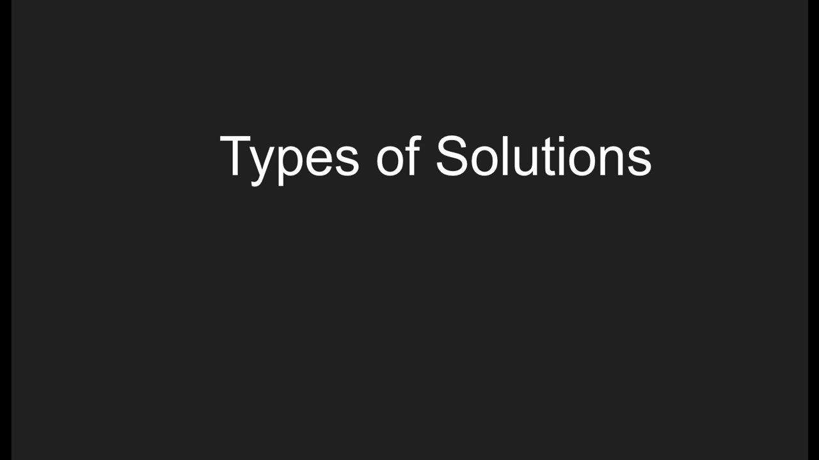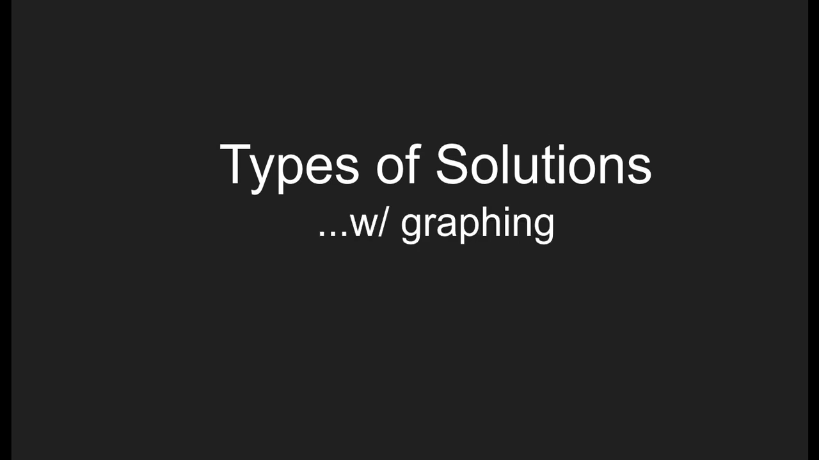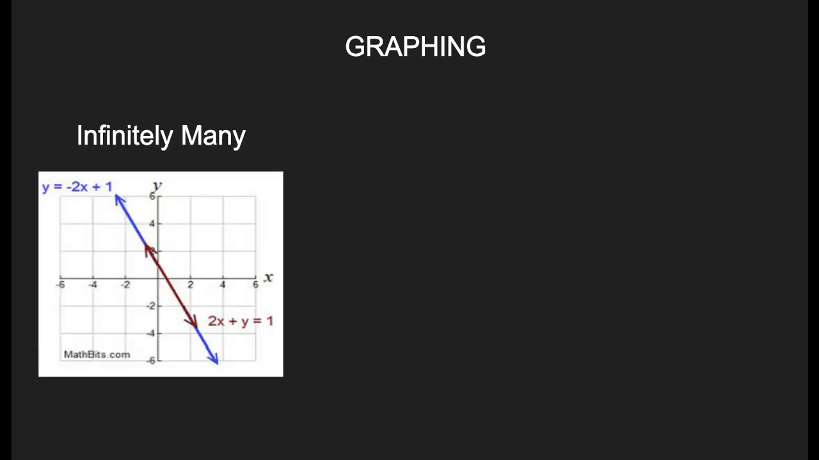So now when we're talking about types of solutions with graphing, we are going to look at examples of how a graph would look for each one of our solutions and what we should look for. So with infinitely many solutions, your graph would look like this. And the one thing that you should notice is that your 2 lines here, they overlap.